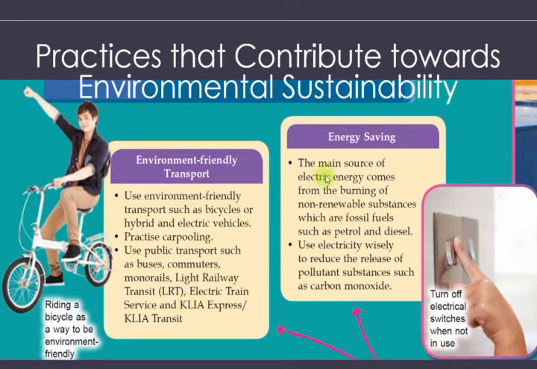Okay, and the second type of practice refers to energy saving. The main source of electric energy comes from the burning of non-renewable substances which are fossil fuels such as petrol and diesel. So we are encouraged to use electricity wisely to reduce the release of pollutant substances such as carbon monoxide. So how to use it wisely? We have to turn off electrical switches when not in use.